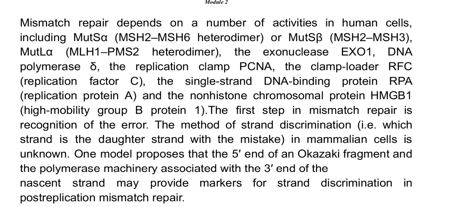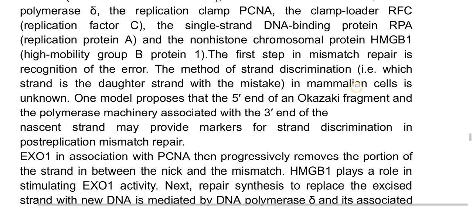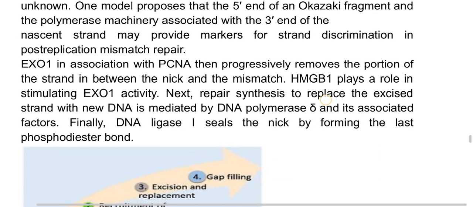The first step in mismatch repair is recognition of the error. The method of strand discrimination, which strand is the daughter strand with the mistake, in mammalian cells is unknown. One model proposes that the 5' end of the Okazaki fragment and the polymerase machinery associated with the 3' end of the nascent strand may provide markers for strand discrimination in post-replication mismatch repair. EXO1 in association with PCNA then progressively removes the portion of the strand in between the nick and the mismatch. HMGB1 plays a role in stimulating EXO1 activity.